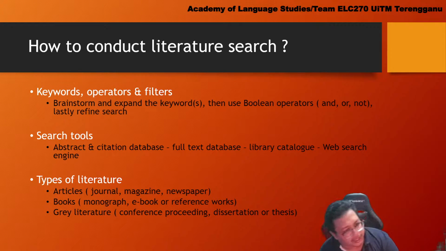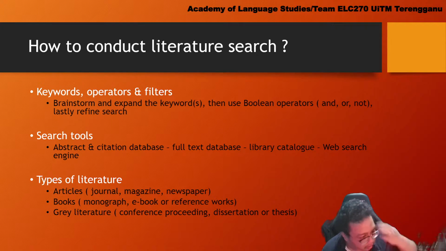And then the types of literature that you can use: articles, for example, journals from the internet, magazines, newspapers. Those are articles. You can use books such as monographs, ebooks, or reference works. And you can use grey literature such as conference proceedings, dissertations, or theses. Those are the types of literature that you can use for your portfolio. They can be useful to support your ideas.